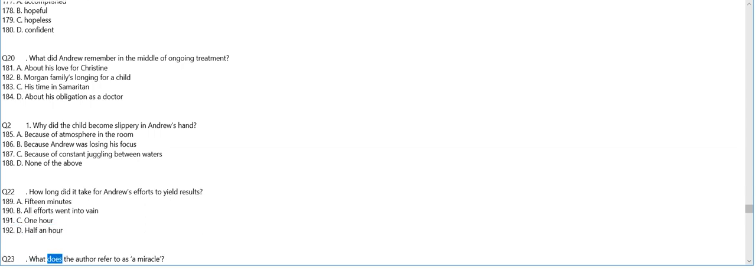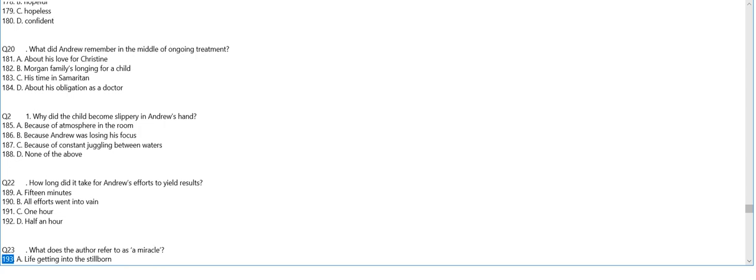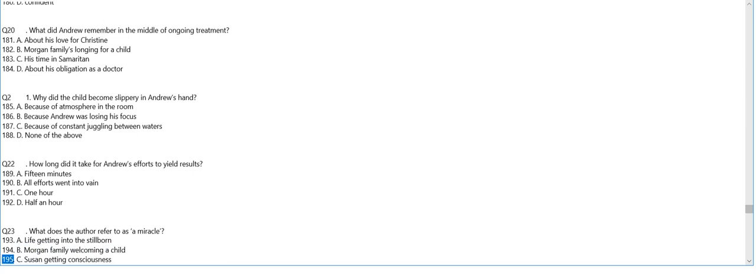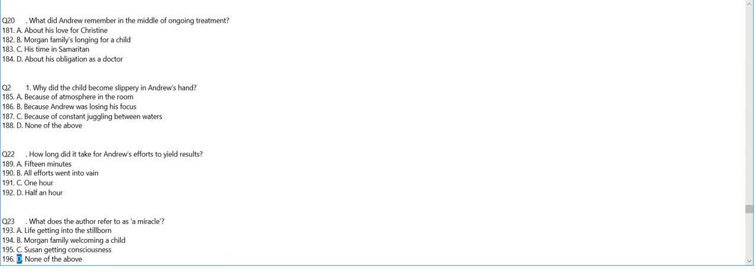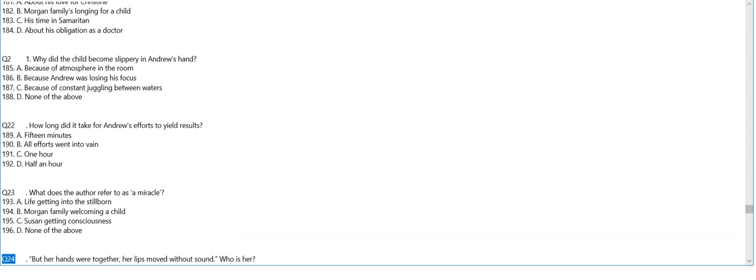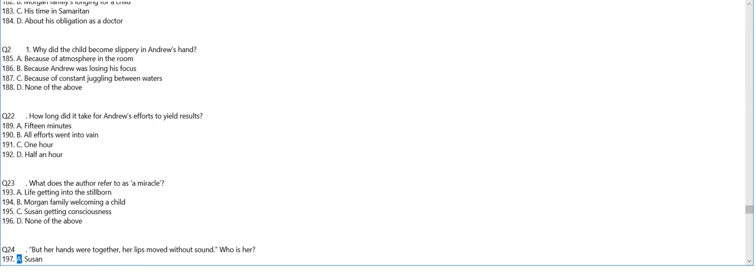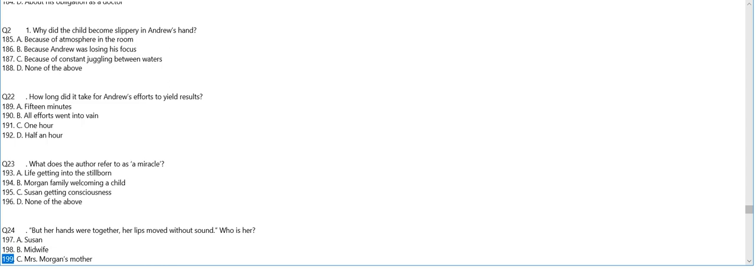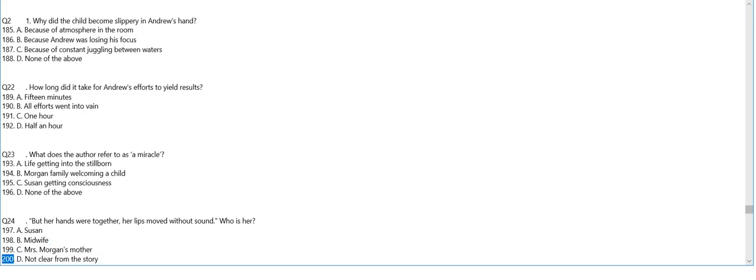Q23. What does the author refer to as a miracle? A. Life getting into the stillborn. B. Morgan family welcoming a child. C. Susan getting consciousness. D. None of the above. Q24. "But her hands were together, her lips moved without sound." Who is her? A. Susan. B. Midwife. C. Mrs. Morgan's mother. D. Not clear from the story.